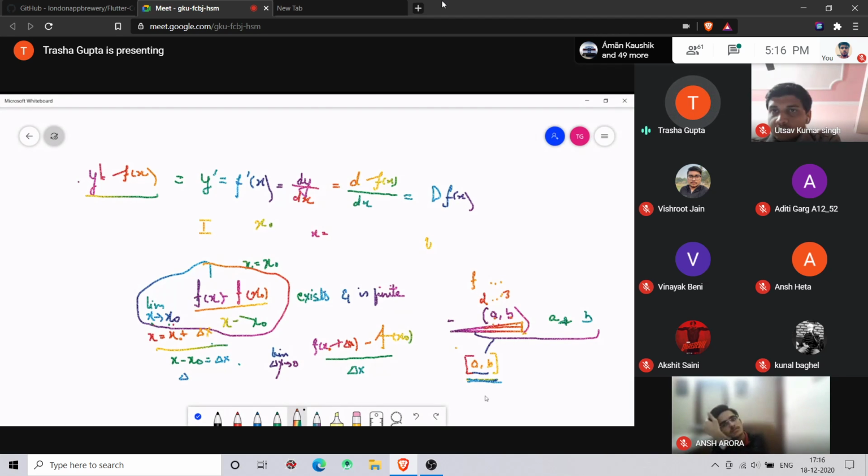Now, if I consider the closed interval [a, b], and I say that a function f is differentiable in the closed interval [a, b], then the function should be differentiable in the open interval (a, b). The function should be differentiable at a, and the function should be differentiable at b. Fine? Yes, ma'am. Okay.